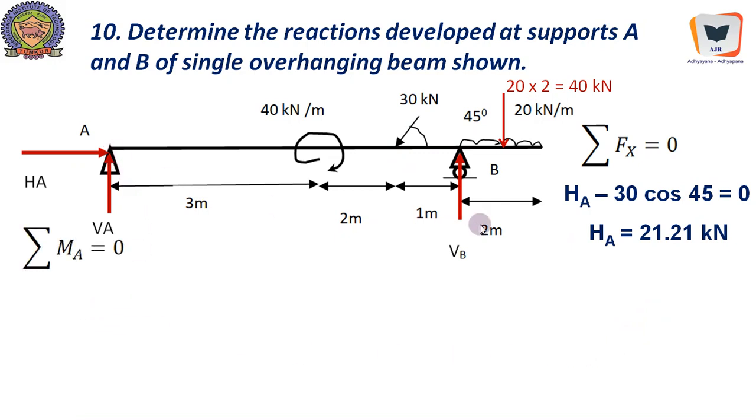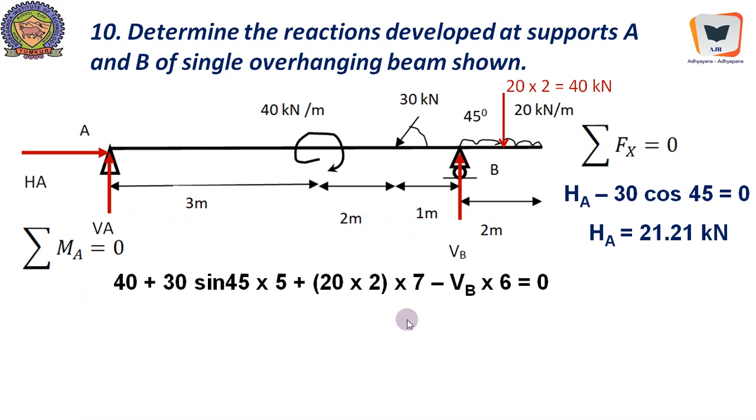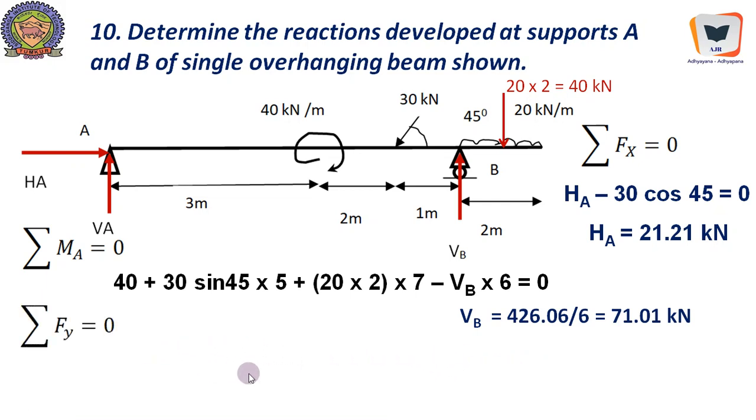Sigma MA equal to 0 will give us VB into 3 plus 2 plus 1, 6. Yeah, VB into 6 anti-clockwise, 40 readily available concentrated moment, and 30 sine 45 the vertical component of this 30 kilonewton load, and it has a distance of 3 plus 2, 5, and it will produce a clockwise moment with respect to A. And 20 into 2, this is the equivalent concentrated load, into 7, because this is 1 and this is 6, 6 plus 1, 7, minus VB into 6. This will get us VB equal to 71.01 kilonewton, and sigma Fy equal to 0.